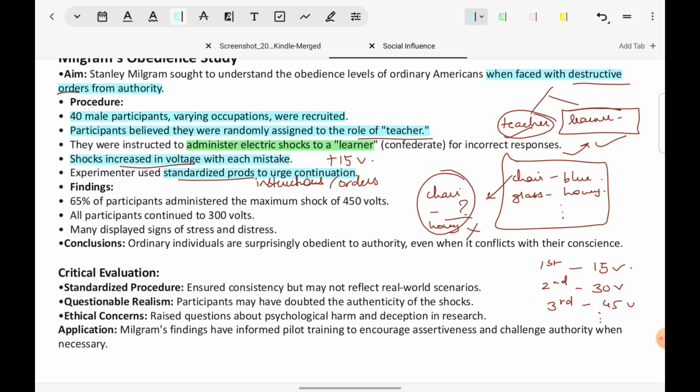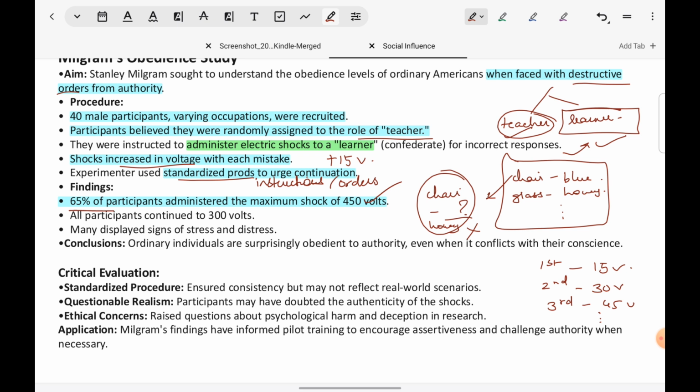So they continued. Then it was found that most of the participants continued to give the shocks to the highest voltage possible, which was 450 volts. As many as 65%, which is the majority of participants, did not discontinue the punishment task. They did not stop giving the so-called shocks to the learners. In fact, they gave a shock even of 450 volts, which is fatal, which can cause death to the learner. They kept on giving shocks up to that point. 65% of participants gave shocks up to 450 volts.